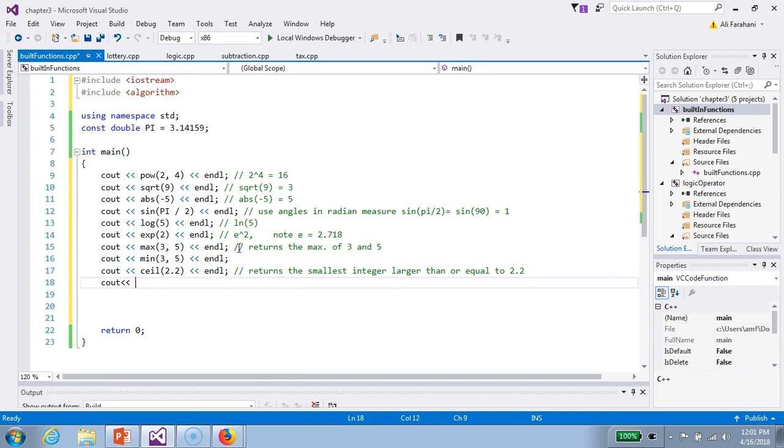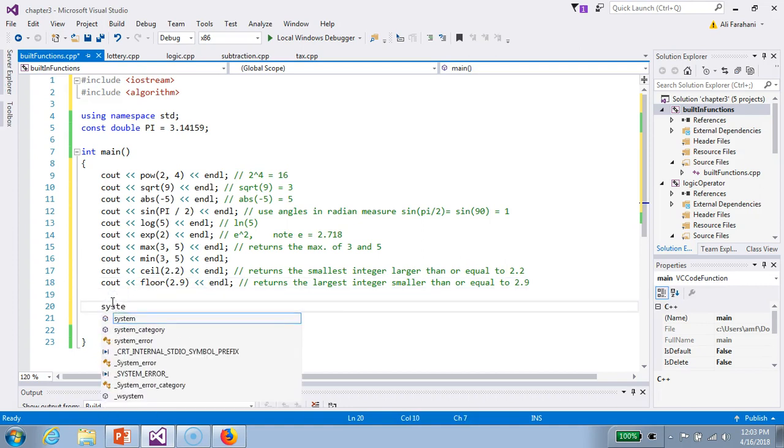And then you also have the function floor. In this case, let's say floor of 2.9. And let's have an endl here. And what about the floor? Floor returns the largest integer smaller than or equal to the number 2.9. So the largest integer that's smaller or equal to 2.9 would be 2. So here the returned answer should be 2. Notice that ceiling and floor are different from rounding. If we were going to round 2.2, this would have been 2, but actually ceiling will give you 3. And if we were going to round 2.9, that would have been 3, but the floor will give you 2.